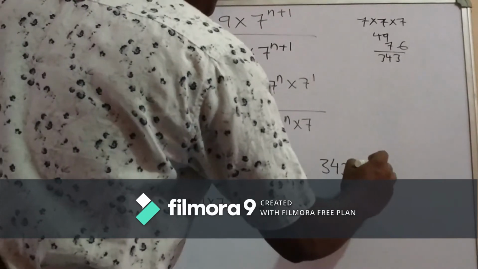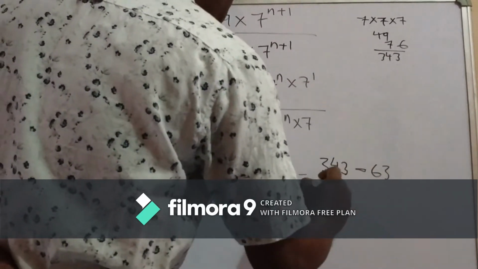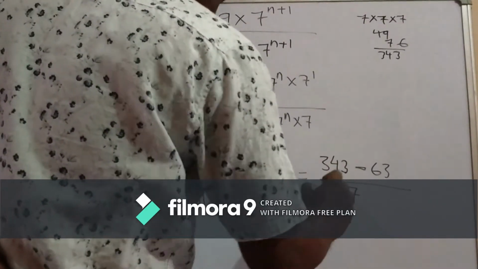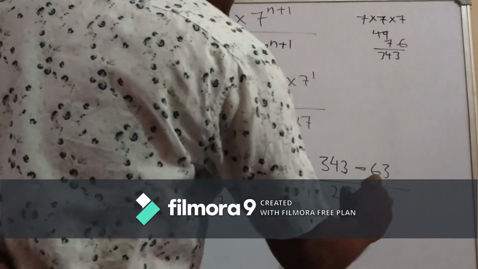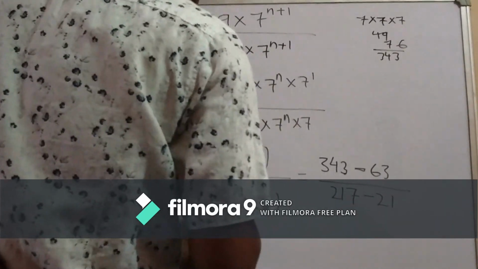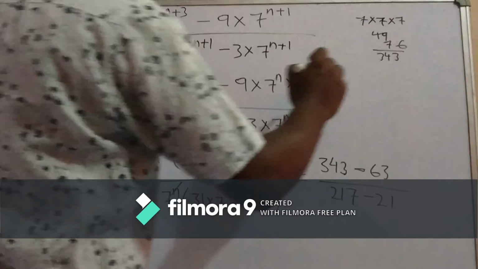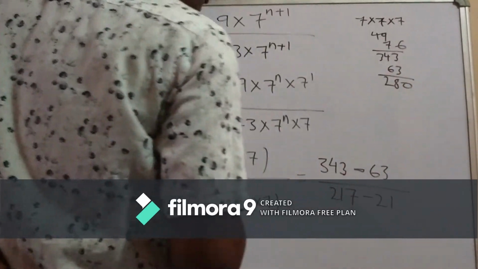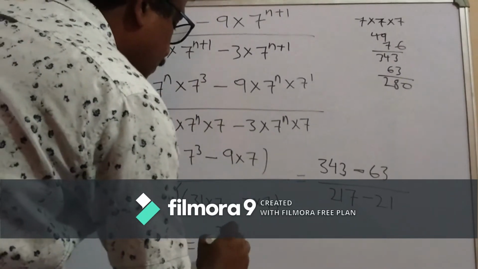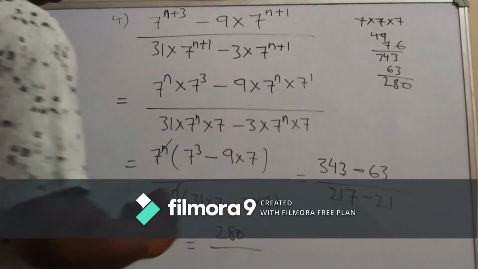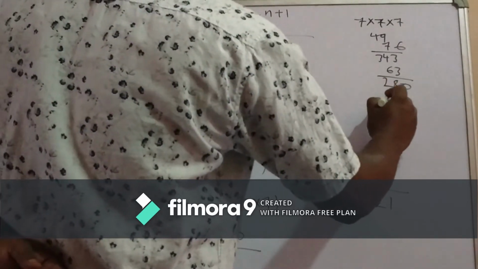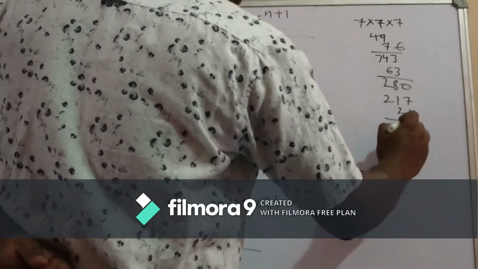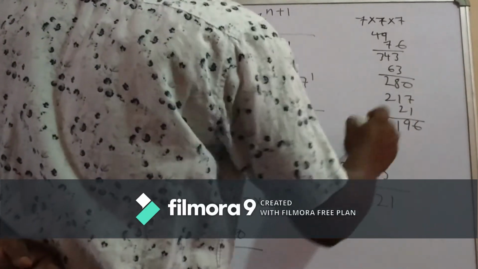minus 9 into 7 is 63, 31 into 7 is 217 minus 21. So 343 minus 63 is 280. 280 divided by 217 minus 21. 217 minus 21 is 196.